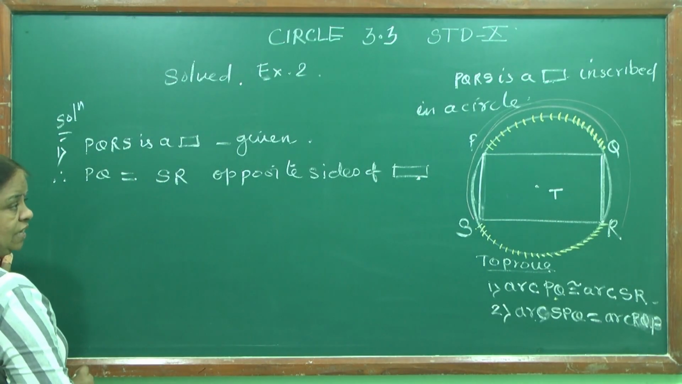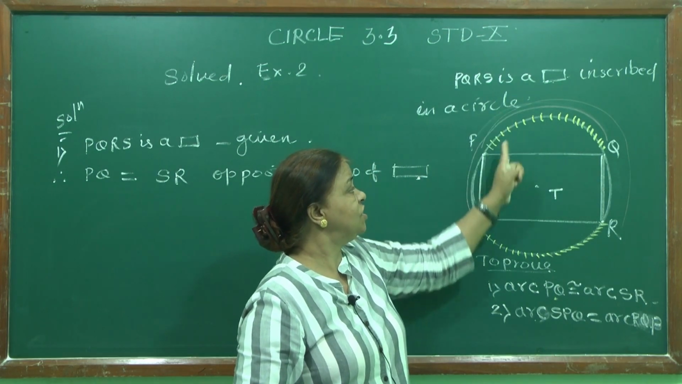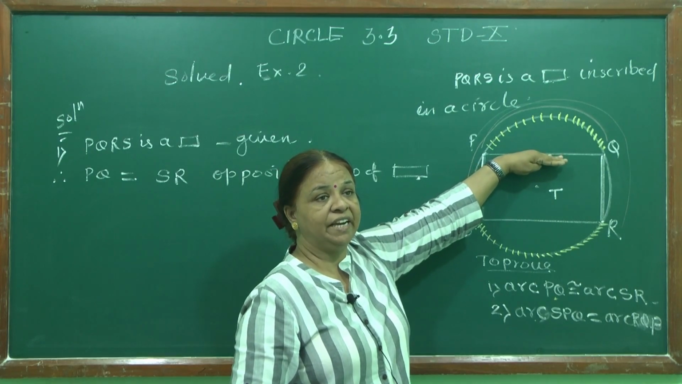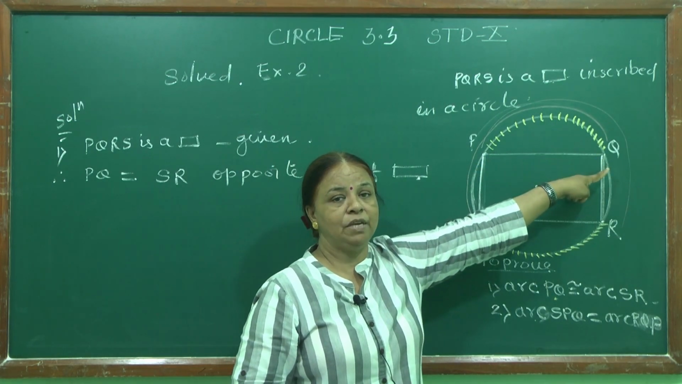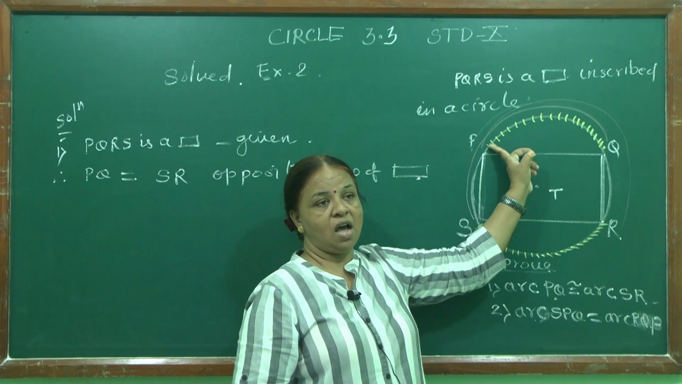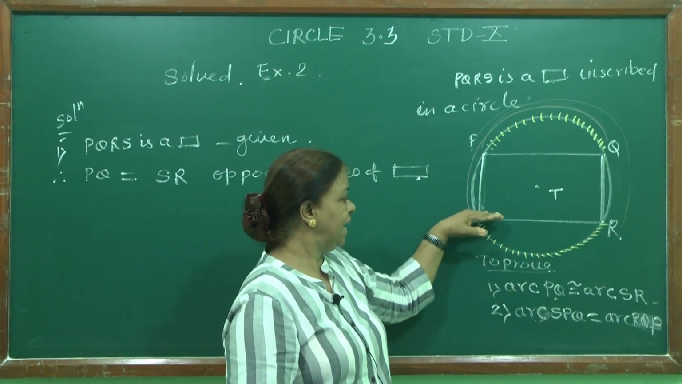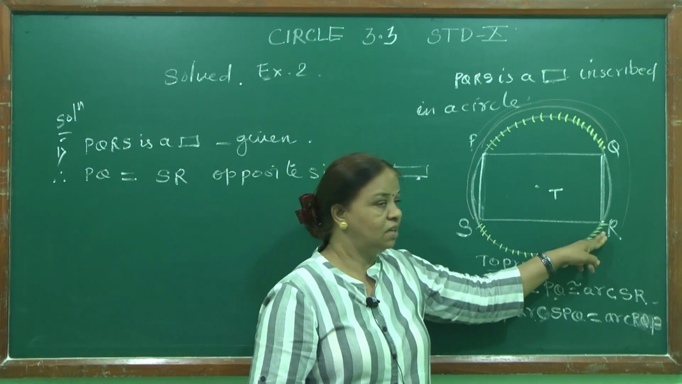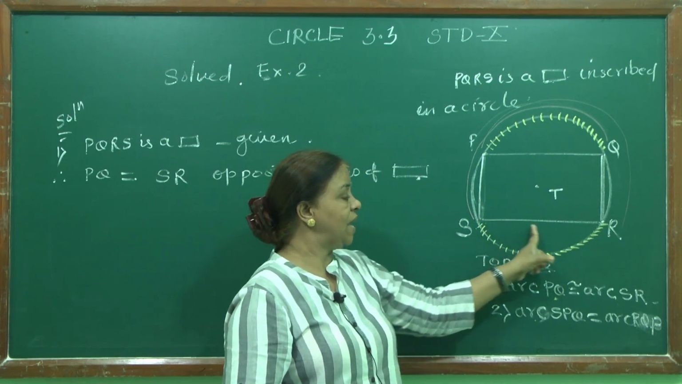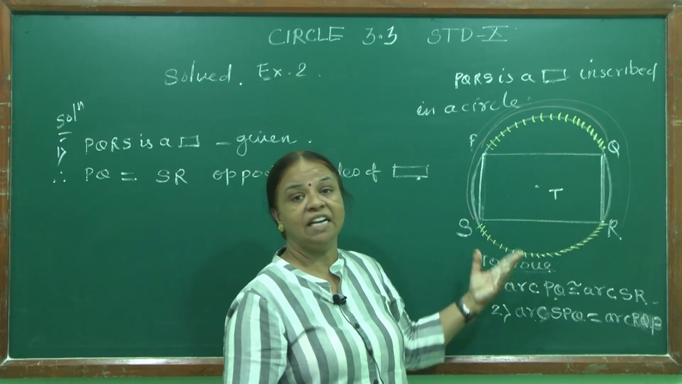If PQ is equal to SR, now see, PQ is subtending which arc? See, the shadow of this side will be formed on this arc, na? So PQ is subtending arc PQ. SR is subtending the arc SR. So if PQ side is equal to SR side, then the arc subtended by those sides also will be equal.